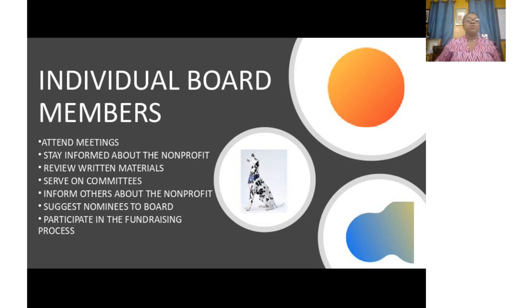So individual board members, we've talked about this. Attend meetings, stay informed about the nonprofit, review written materials, serve on committees, inform others about the nonprofit, suggest nominees to the board, and participate in the fundraising process. In addition to working to fulfill the responsibilities of the board, this is what each board member is responsible for.